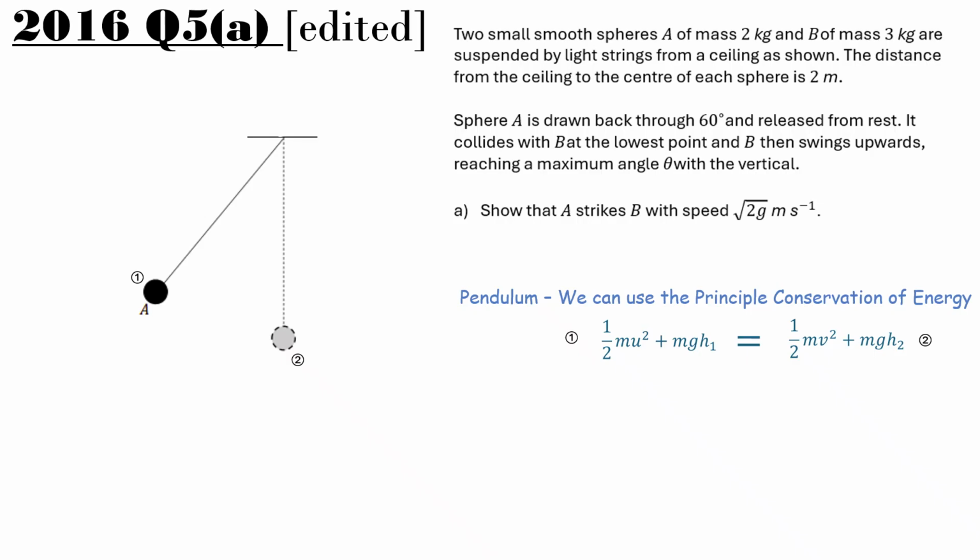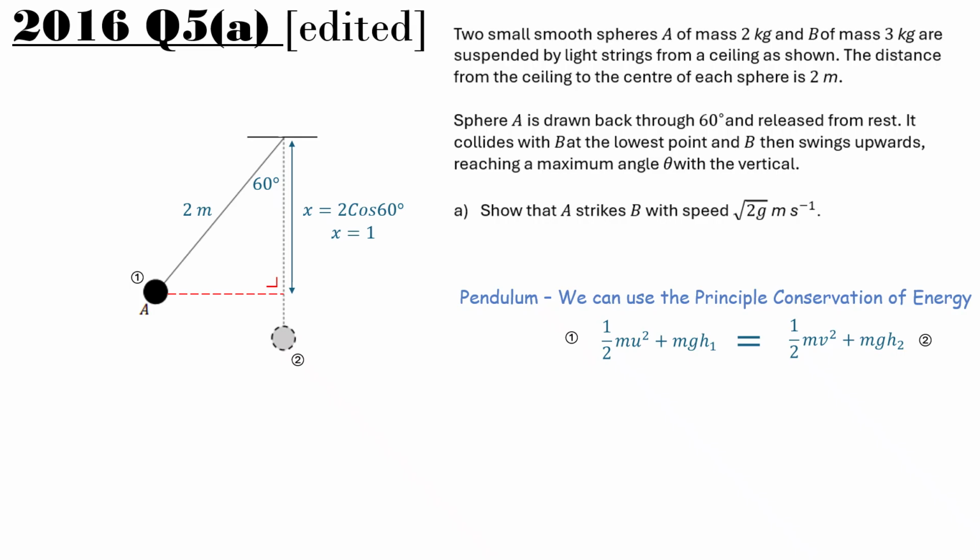That means we're missing that H1. We're missing the height at A. So this is where we need to go a little bit deeper and say, well, how are we going to work that out? Remember that we were told that this string is 2 meters in length. That's important. We're also told that this angle is 60 degrees. What that allows us to do is to use our trigonometry to say that this part here could be rewritten as 2 cos 60 because it's the adjacent side.